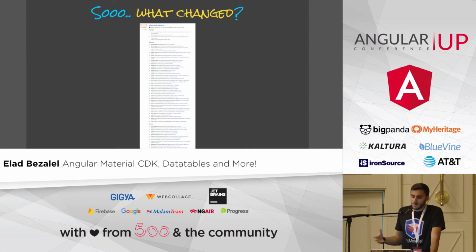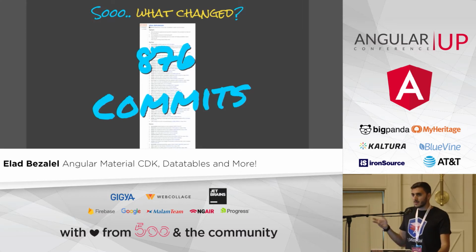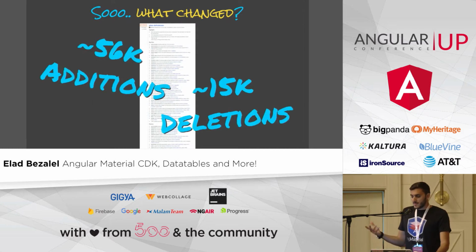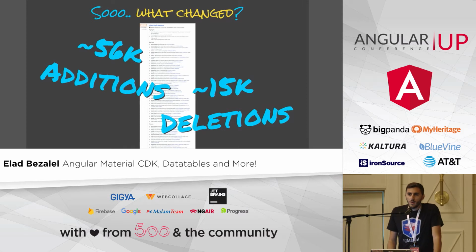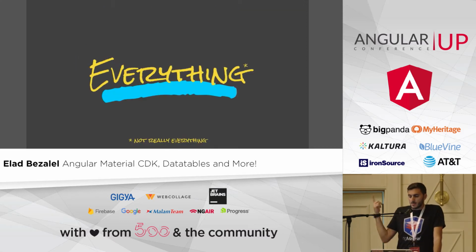And I thought, how can I express all the changes that we did? And I figured out the best way is numbers. So we made, since beta 0, 876 commits, which may not sound like a lot, but 56,000 additions and almost 15,000 deletions, which is a lot. And I was thinking to myself, well, what actually changed? Wow, oh my God, 56,000 additions, that's a lot.